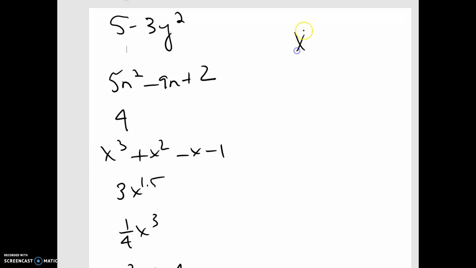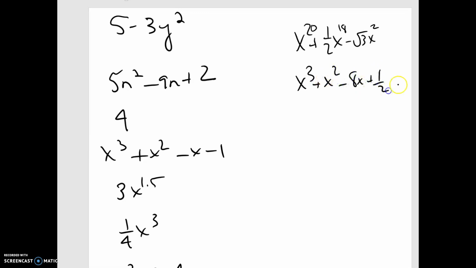So they kind of look pretty nice usually. The exponents are nice whole numbers. So maybe like 20, you have 18. You could have anything for coefficients. That's not a problem. But the exponents have to be nice whole numbers. So like x cubed plus x squared minus 8x plus a half. All your exponents are whole numbers, you're good.